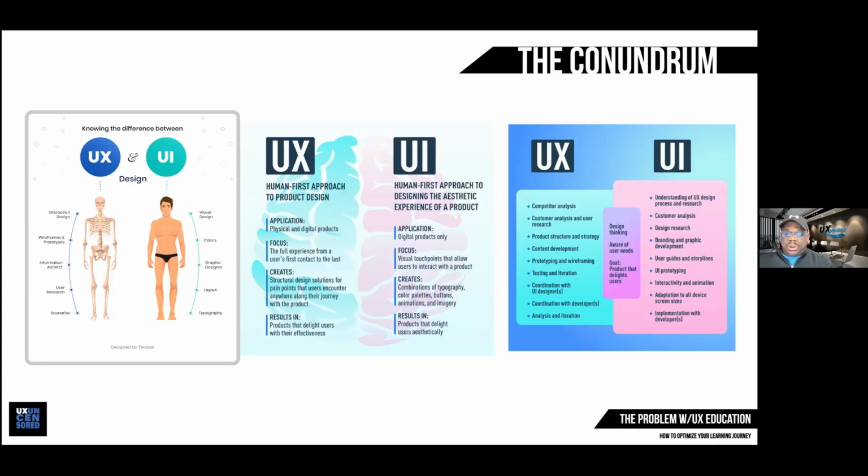The elements in the other, we're not going to spend a lot of time on this last one, but in this UX UI, yes, UX focuses on competitive analysis, customer analysis and user research, product structure and strategy, content development, prototyping, wireframing, testing and iteration, coordination with UI designers, coordination with developers, analysis and iteration. Thumbs up on all of those. They show an overlap between UX and UI where it comes to design thinking, awareness of user needs, goal product that delights users. That's all on the UX side. That's not an overlap. The UX person might be concerned, or the UI person might be concerned. Those are all UX things.